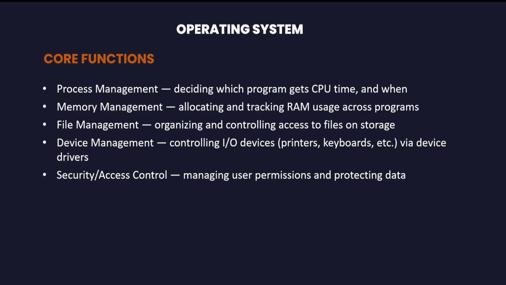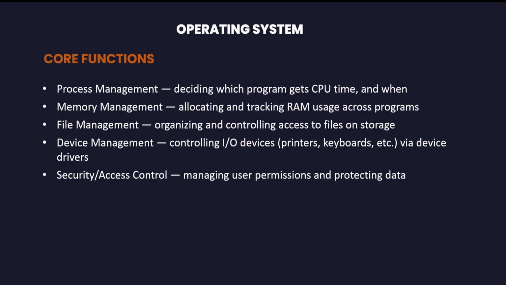Core functions of operating system. First is process management, deciding which program gets CPU time and when. See, the CPU is the brain of the computer, but it can only focus on one micro task at a time. The operating system acts as a controller, switching between tasks so fast that it feels like everything is running simultaneously. Second, memory management, allocating and tracking RAM usage across programs.